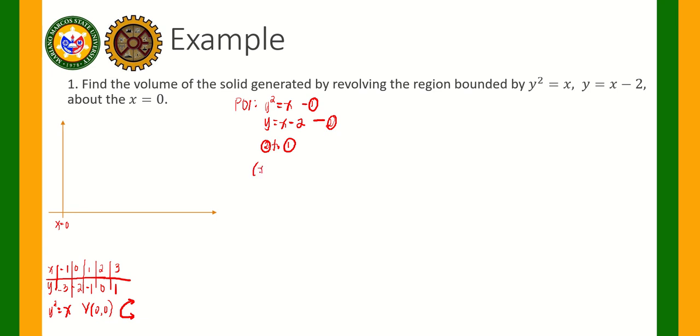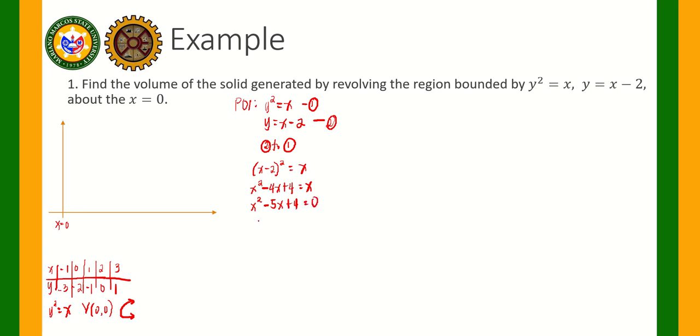So this is equal to x minus 2 quantity squared equal to x. So we expand this one. This will be equal to x squared minus 4x plus 4 equal to x. So we combine like terms. This is equal to x squared and then negative 4x. So pag tinranspose natin si positive x sa kabila, magiging negative. So negative 4x minus x, that is equal to x squared minus 5x plus 4 equal to 0.